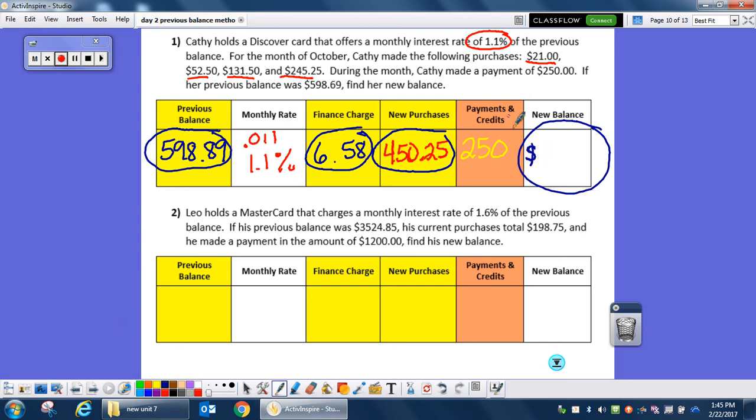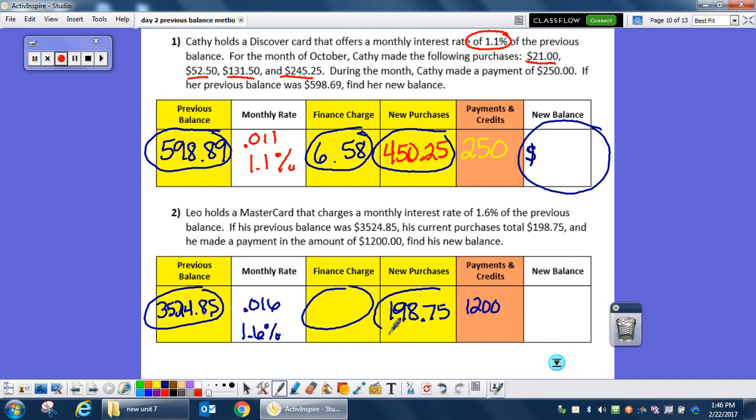Okay? And then Leah holds a MasterCard that charges a monthly rate of 1.6%. So I would do 0.016. His previous balance was $3,524.85. His finance charge, you should be able to calculate that. Current purchases, so we only made $198 worth of purchases, and 75 cents. And he made a payment of $1,200. So you'll need to find the finance charge. You have to add it to his previous balance, plus the new purchases, and take away the payments or credits.